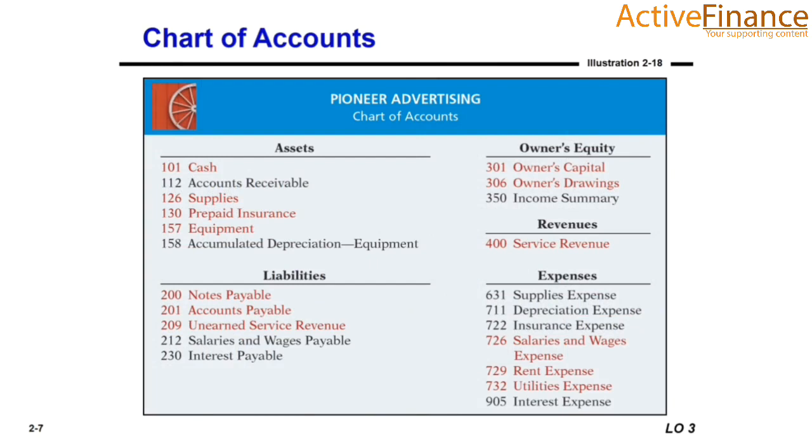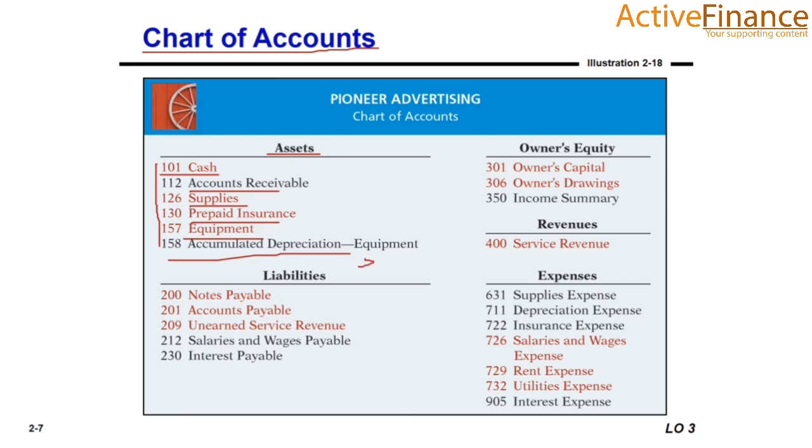So this is the chart of accounts. As an example, we have taken the Pioneer Advertising Company. First of all, we provide the asset accounts, which include account 101, cash. These are the numbers of accounts provided by the company. So accounts receivable, supplies, prepaid insurance, and so on.